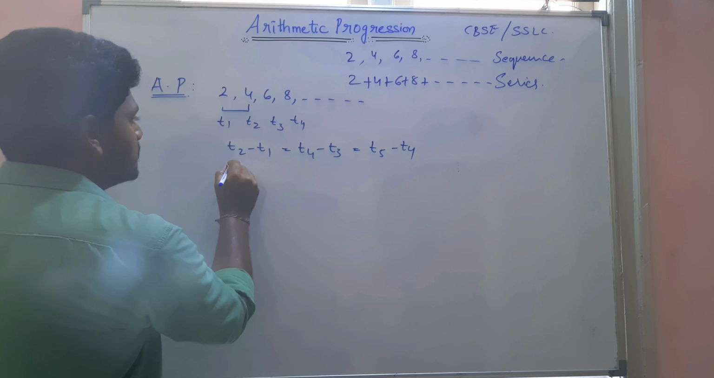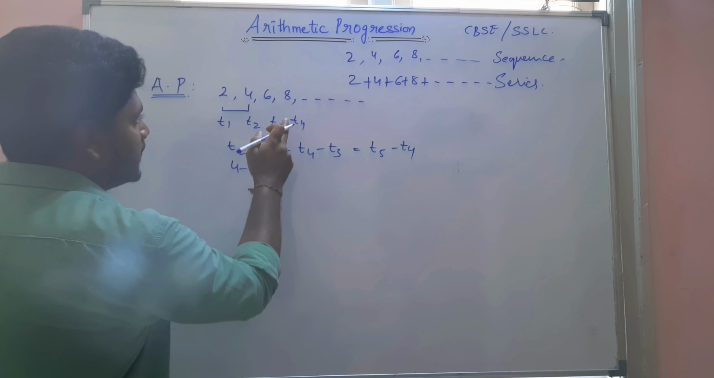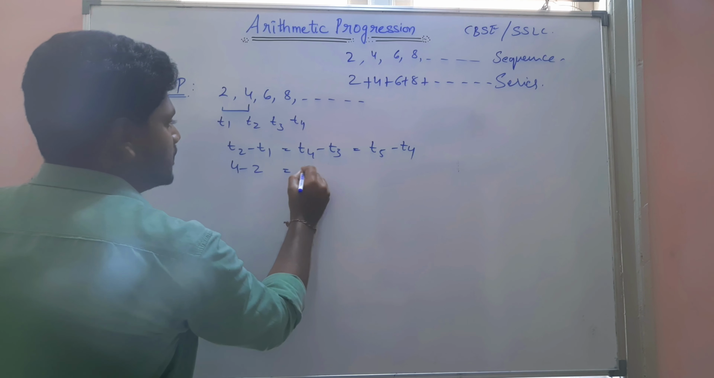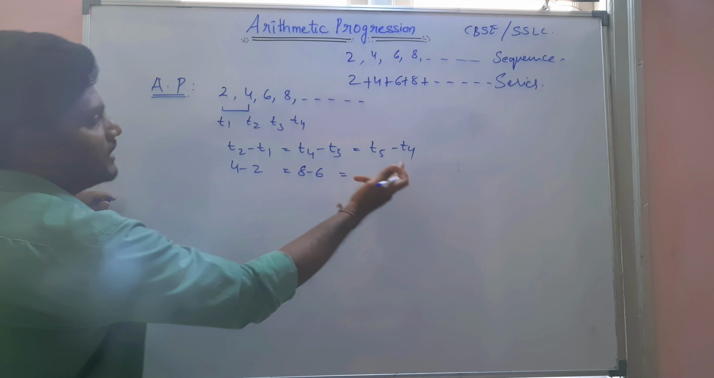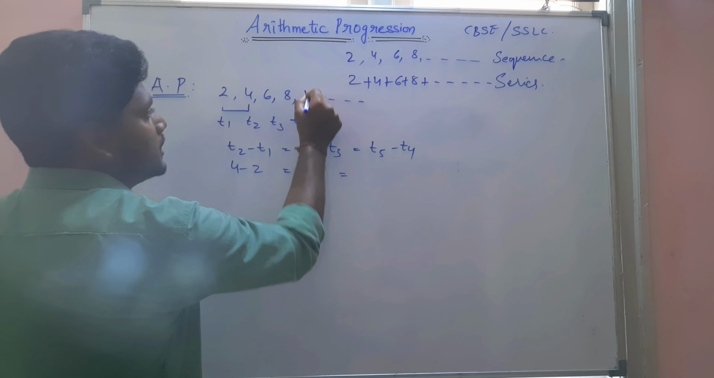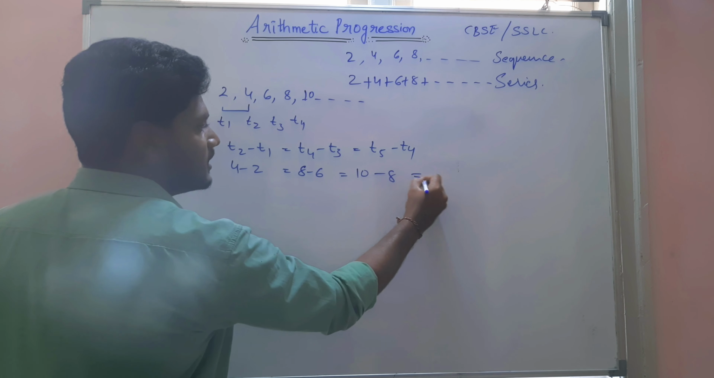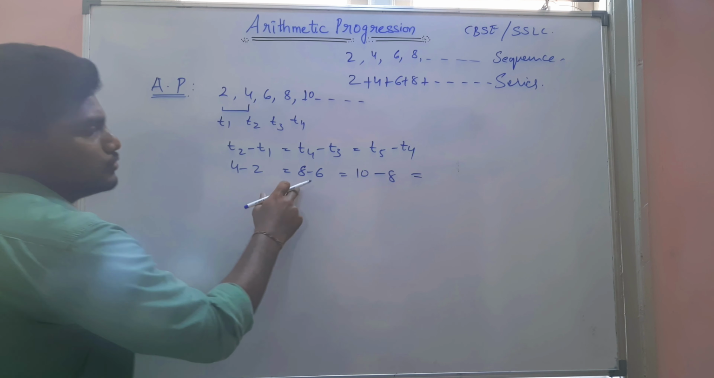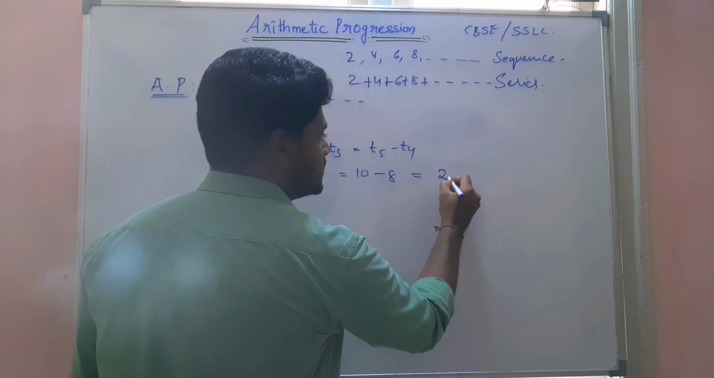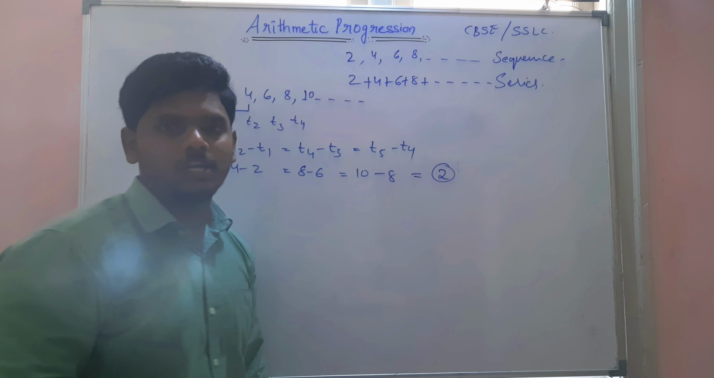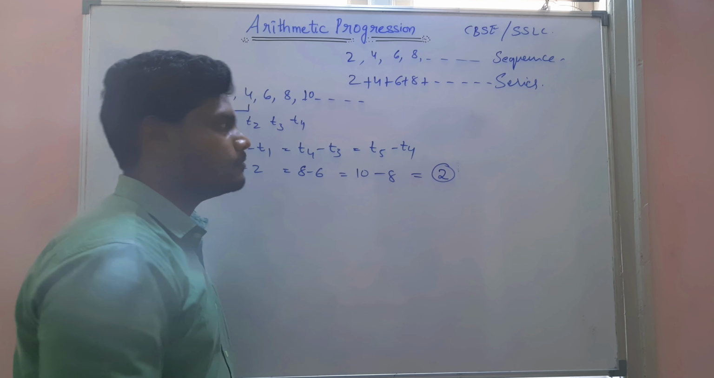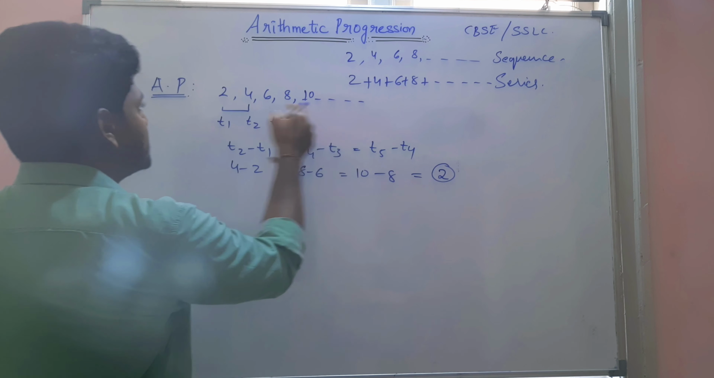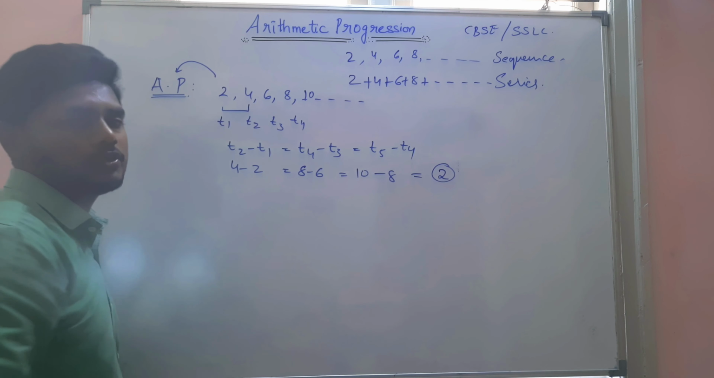What is T2 minus T1? T2 minus T1 is nothing but 4 minus 2. T4 minus T3 is nothing but 8 minus 6. Or else T5 minus T4, T5 will become 10, so 10 minus 8. When these are equal to some particular constant, like 4 minus 2, 8 minus 6, 10 minus 8, it may be negative or it may be positive, then that sequence we will consider to be in arithmetic progression.